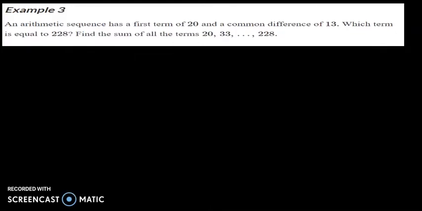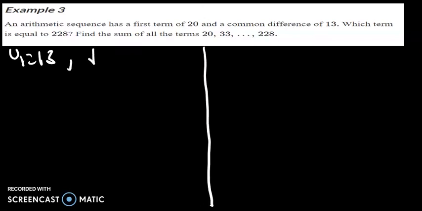And for the third example, an arithmetic sequence has the first term of 20 and the common difference of 13. The first term is 20 and the common difference, the d, is 13. So which term is equal to 228?